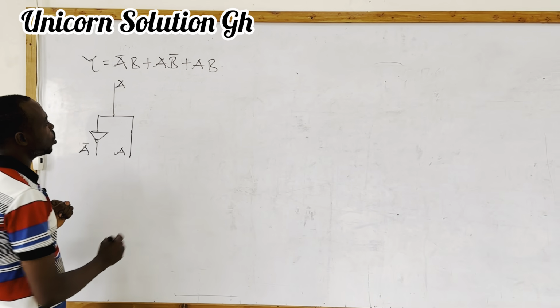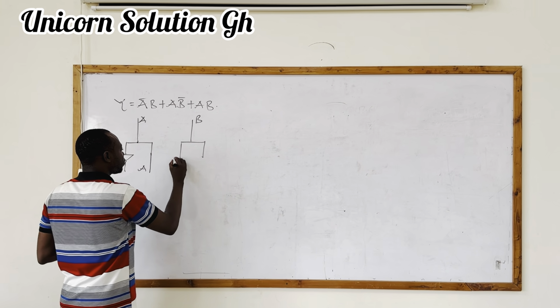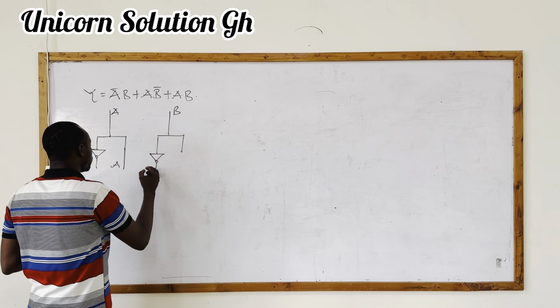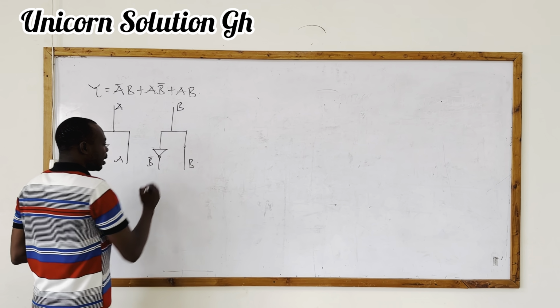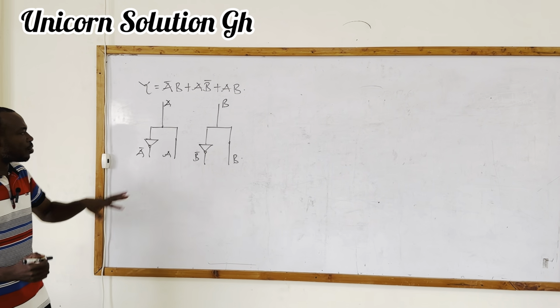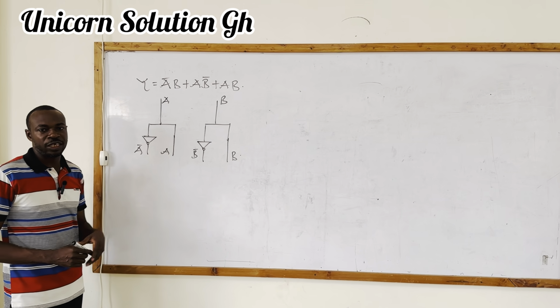Same thing applies to our B. So let's do the same thing for B. We take this part through a NOT gate, then I have my B bar, then this side will be our B. So this is how we are going to get the four different signals for our inputs.